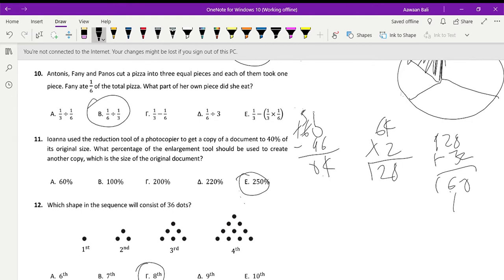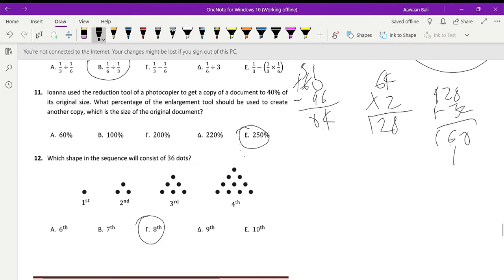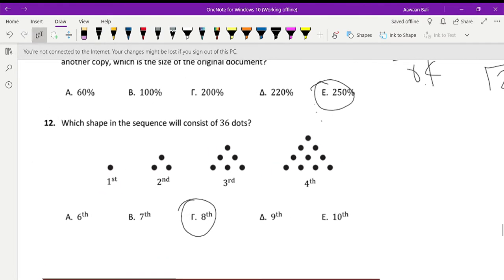Basically, what it actually said is that the document is 40% of its original size, which means it was reduced by 60%, which means once we get that 64, if we do 250%, which is basically 64 times 2 and then plus the half of 64, you get 160. Therefore, the answer is eta.